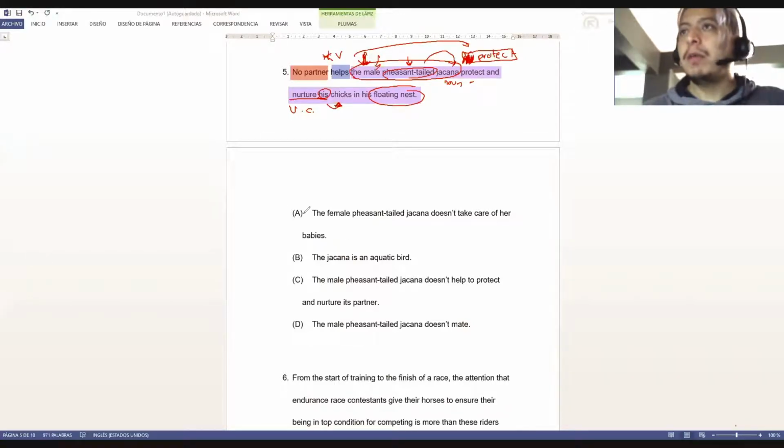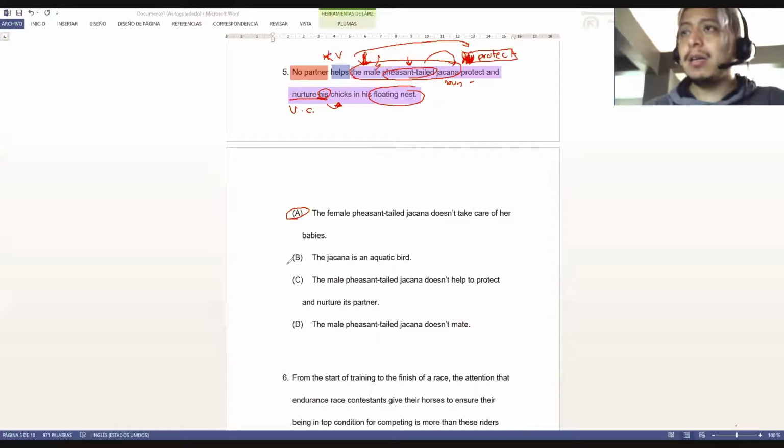So, A, the female fish and tail jacana doesn't take care of her babies. Exactly. It says the male fish and tail jacana protects and nurtures the chicks, and no one helps them. If no one helps the male jacana, it means that the female doesn't take care of their babies. They just lay the eggs, and they disappear. They lay the eggs, and they don't do anything else.